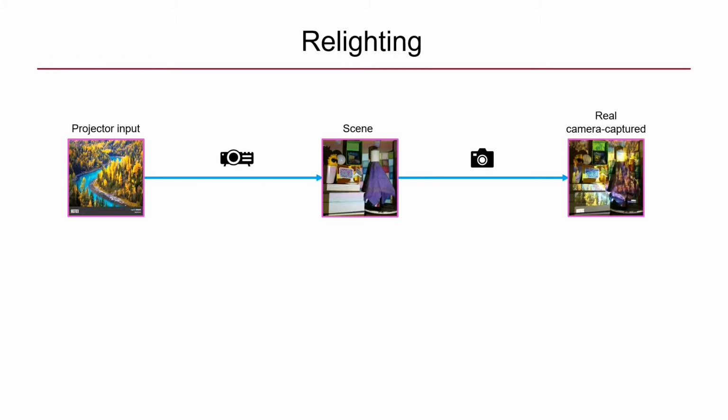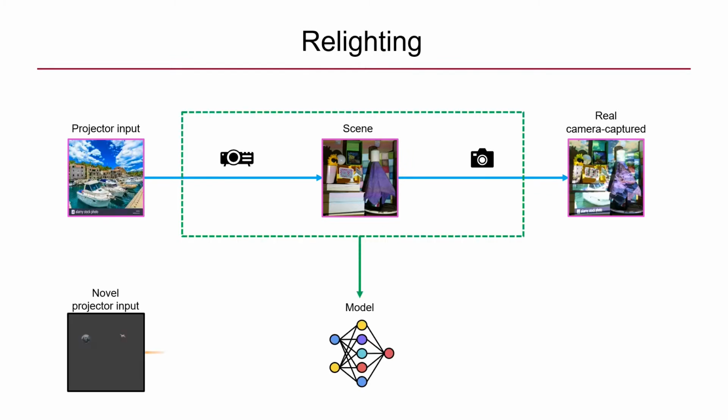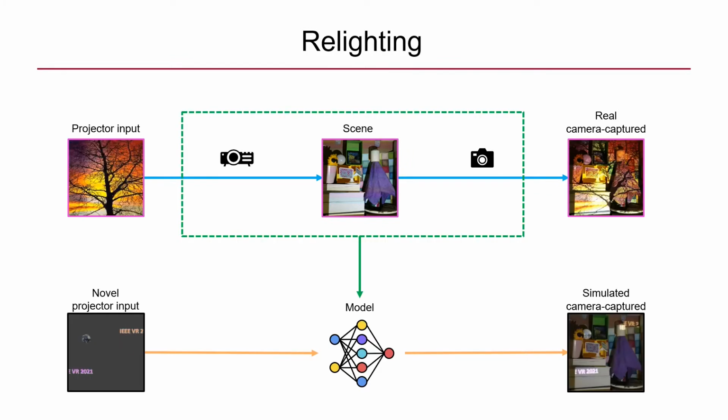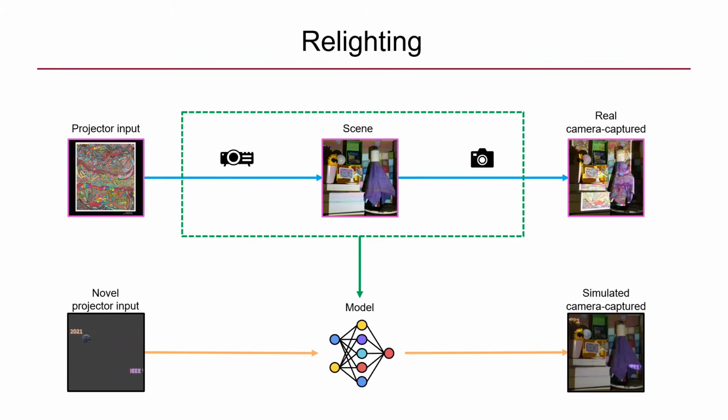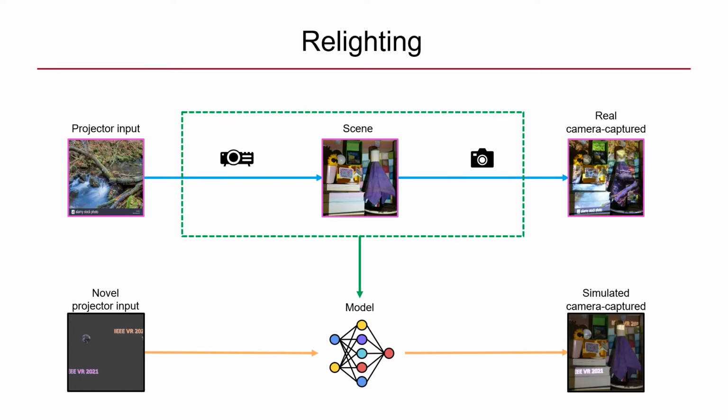First, relighting. As shown in the figure, we project the input images to the scene, and capture them using the camera, and the results are shown on the top right. The goal of relighting is to approximate this physical project and capture process with a model, such that it can simulate realistic new projection effects. In this paper, we use a deep neural network to capture this process, and I will discuss the advantages later.